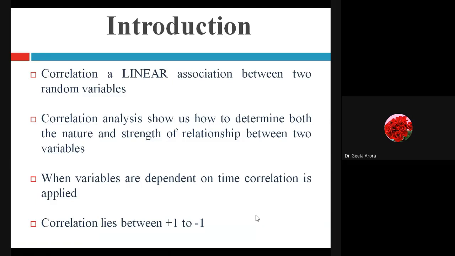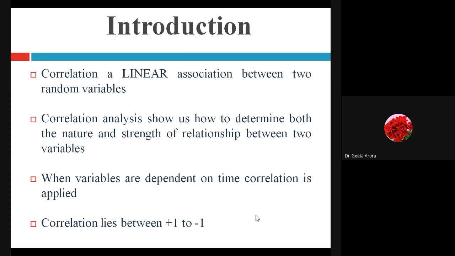So here we are saying correlation is a linear association between two random variables. If we are working with two random variables, as we have seen, a random variable is a variable that can take values as a result of some outcome of an experiment. Correct? So whenever we have two random variables and we are looking for a linear association between them, there comes the word correlation, and it shows us how to determine the nature and strength of the relation between the two variables.